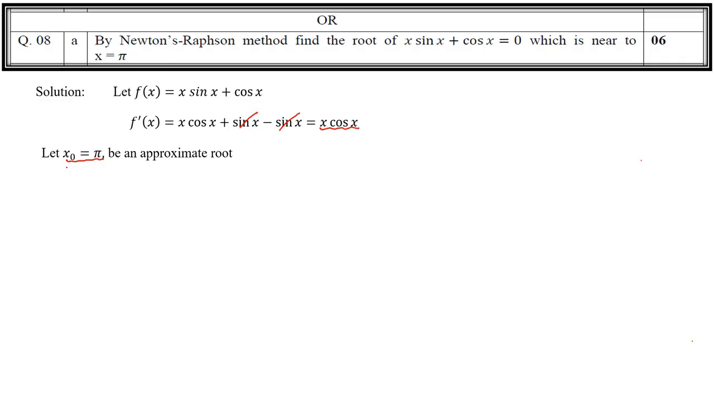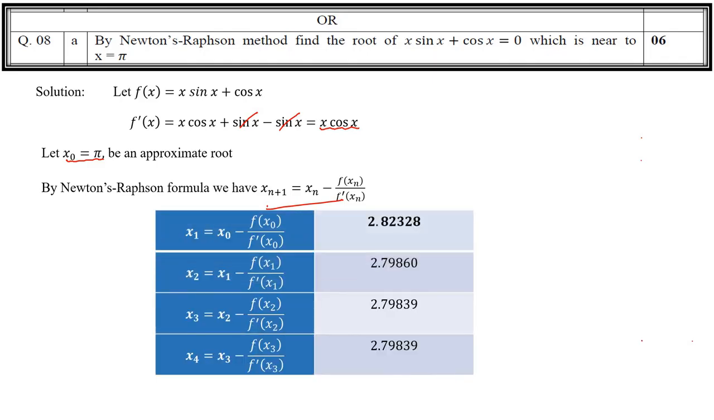Consider that the approximate root will be pi. So let x naught equal to pi. Consider that as an approximate root. By Newton's formula, x n plus 1 is equal to x n minus f of x n divided by f dash of x n. If you get this problem, you are the luckiest persons to have Newton-Raphson method. I will explain how to find this tabulation.